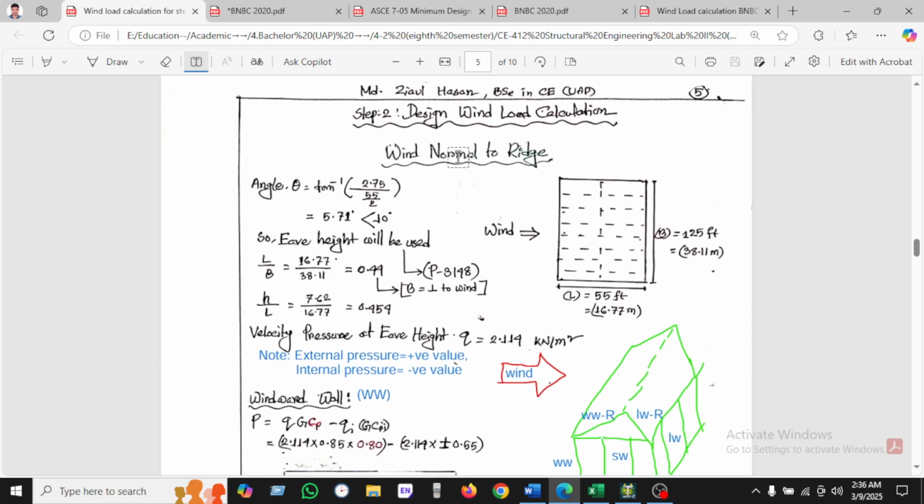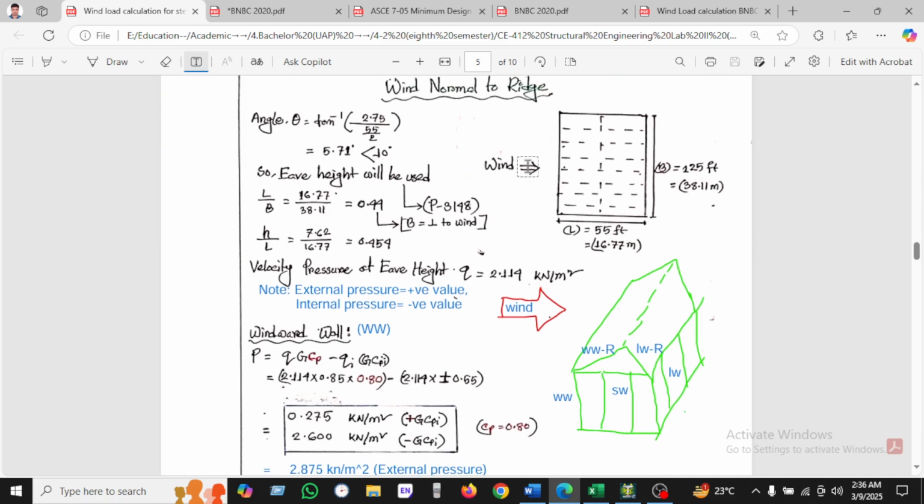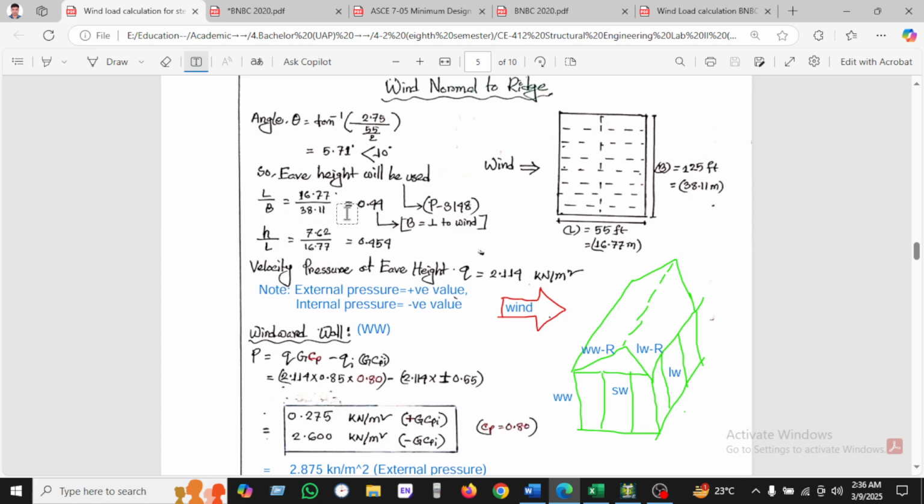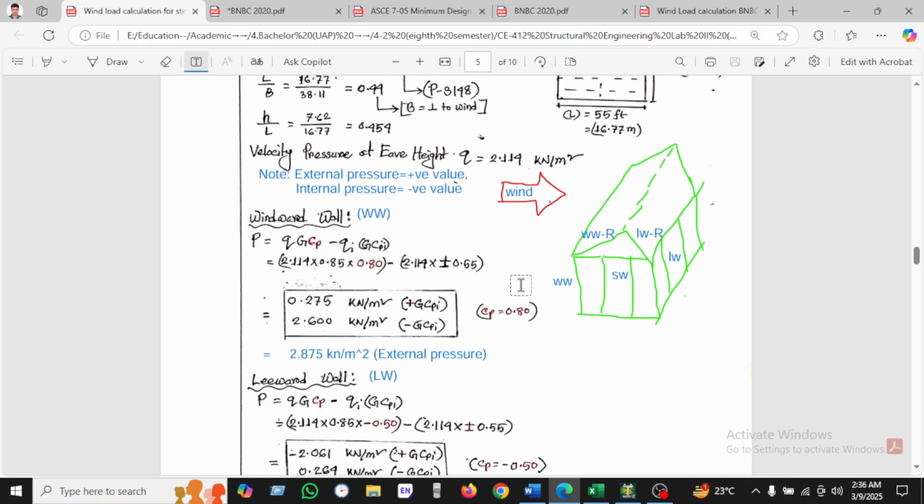Now we'll calculate the design wind load, with wind load normal to the ridge. The wind is perpendicular, or normal, to the ridge. The angle we have found is 5.71, which is less than 10, so the eave height will be used as given here. L by D we have found is 4.4. So B is perpendicular to the wind, and L by H we have found is 4.44. The velocity pressure at eave height we have found is 2.1114 kilonewton per meter square. So how will we get this?